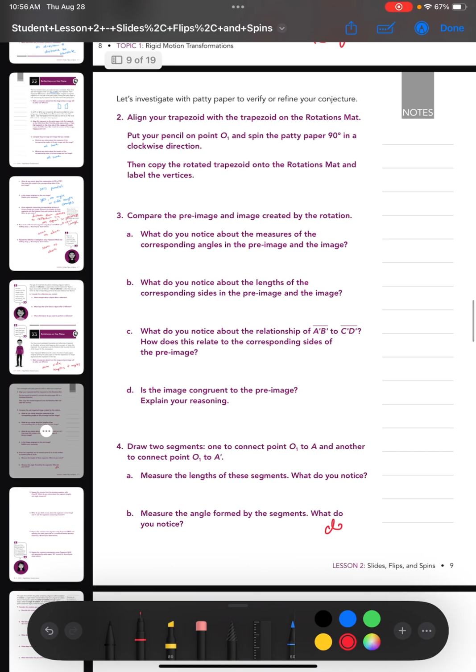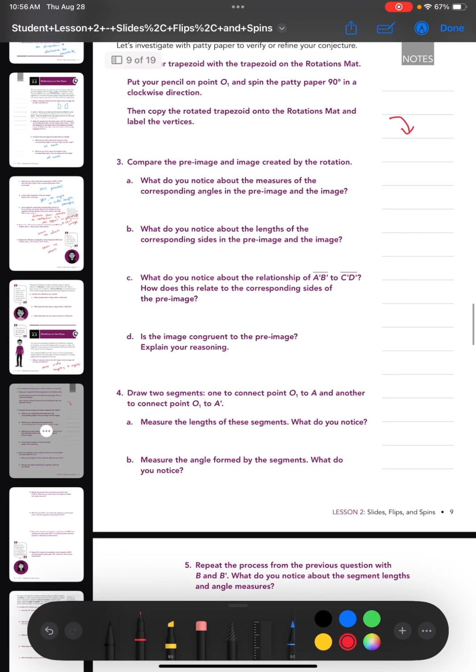So put your pencil on point O, like I just mentioned, and spin it 90 degrees in a clockwise direction. I think the arrow I just drew would be counterclockwise. So go back, I just pointed one of them, but we're going to go in a clockwise direction. So we're talking about to the right, essentially, if you want to think of it that way. Okay, then compare the pre-image and the image of the rotation.